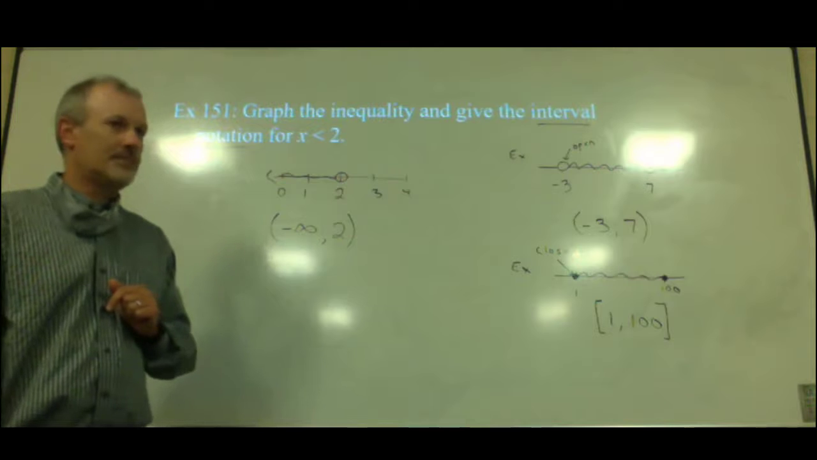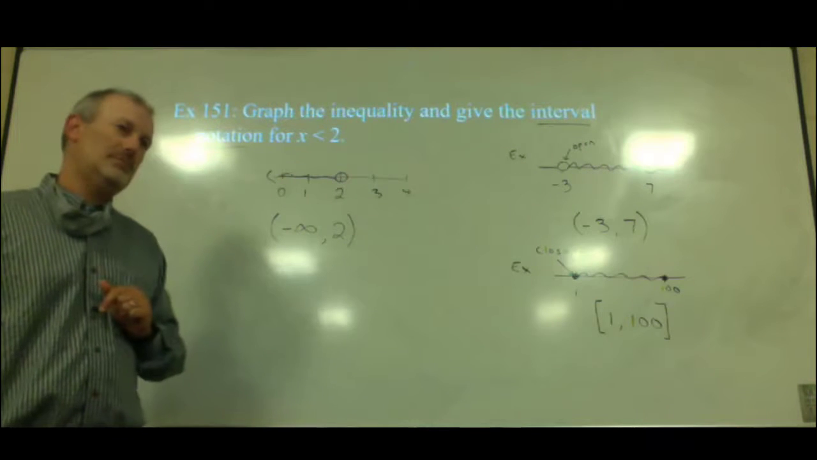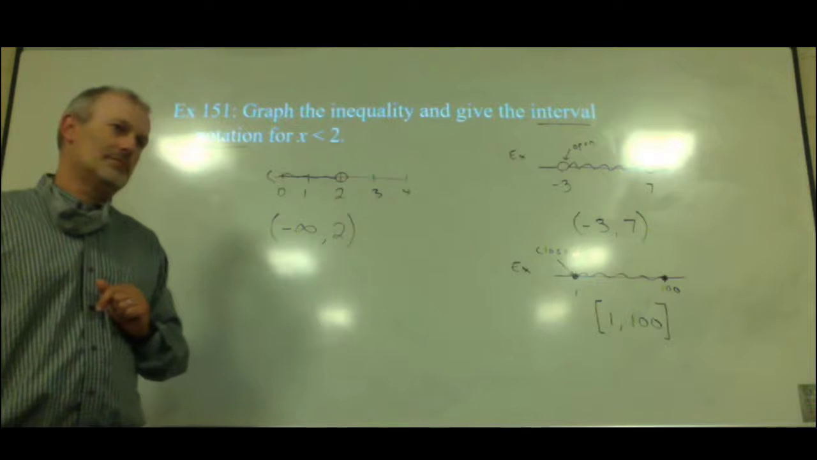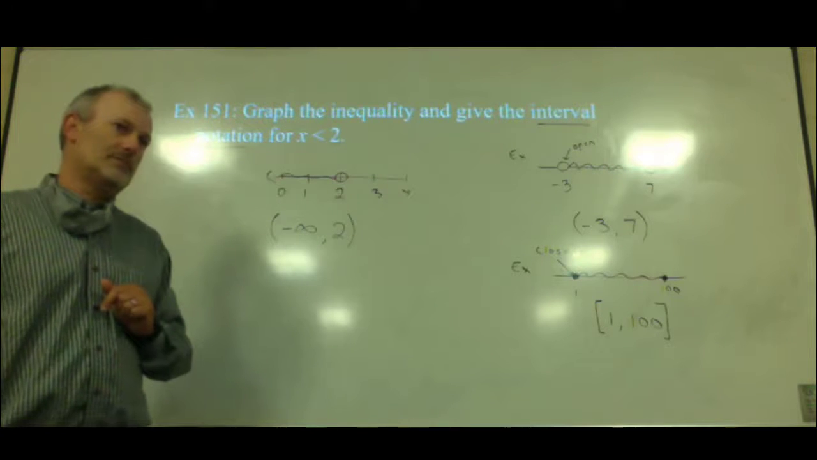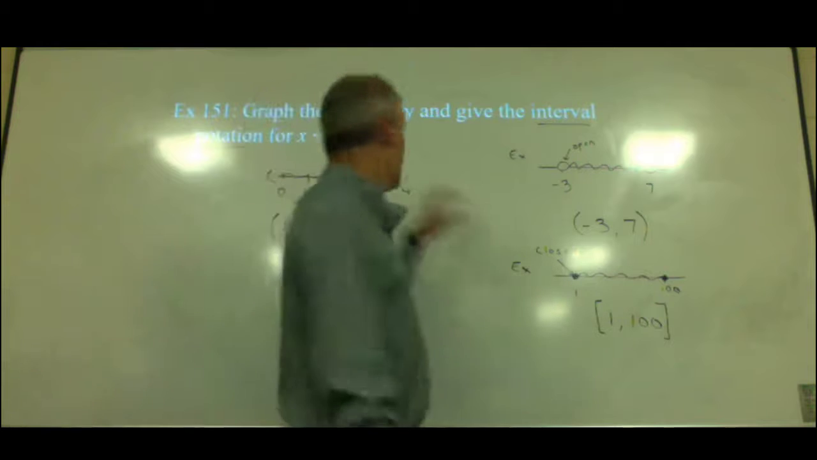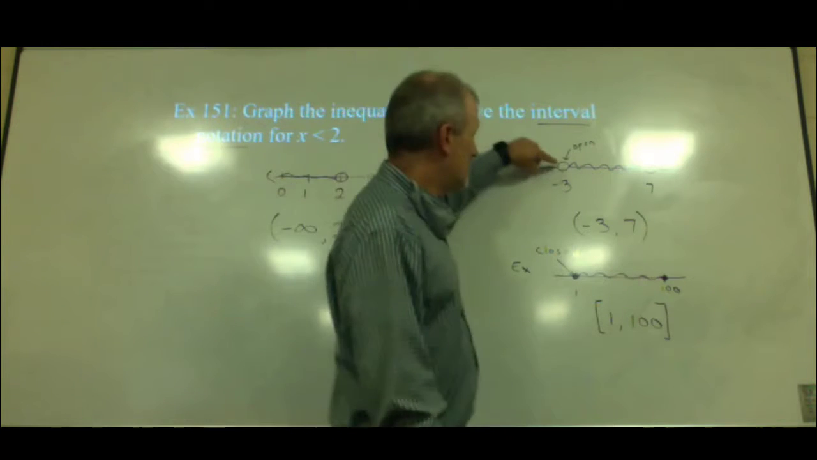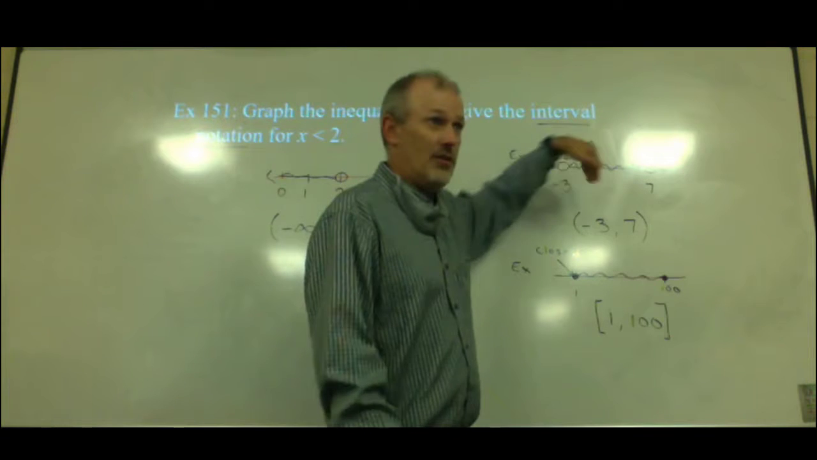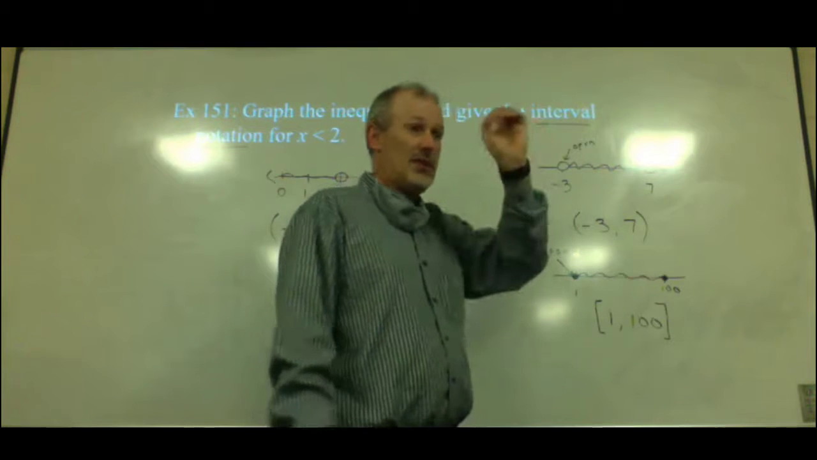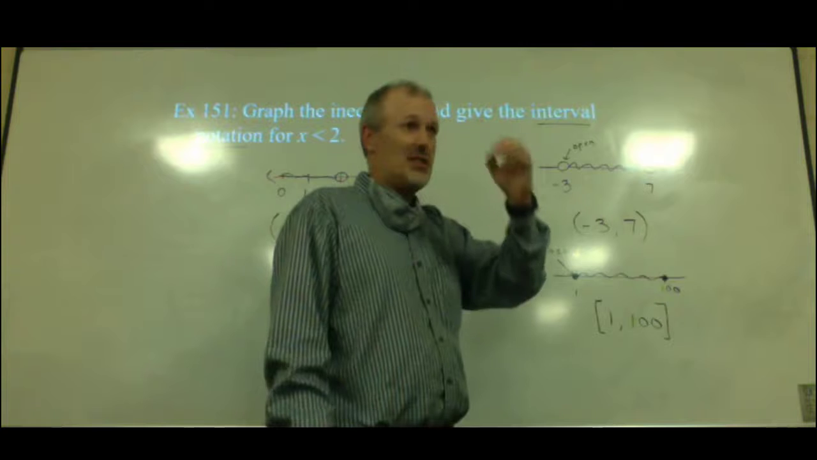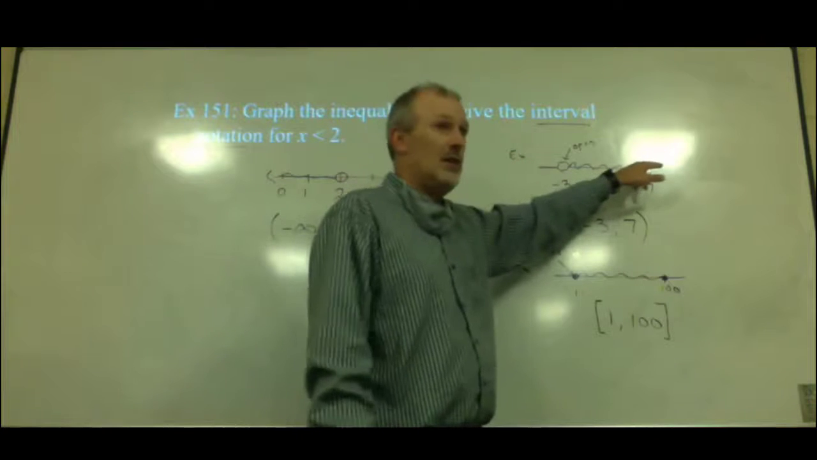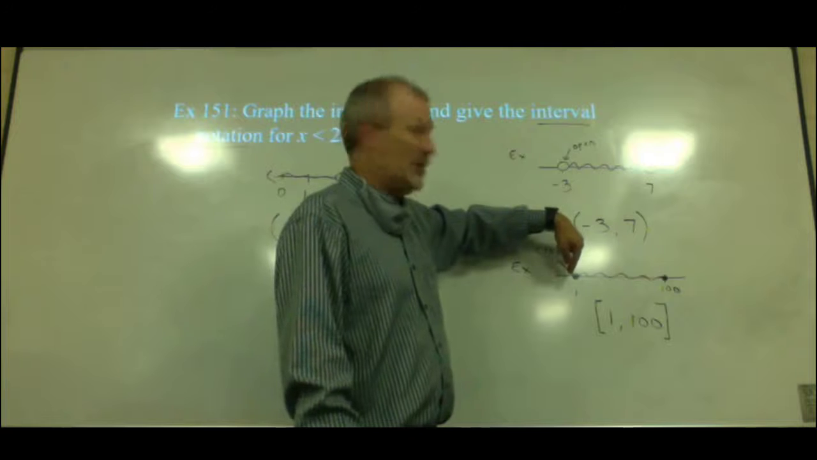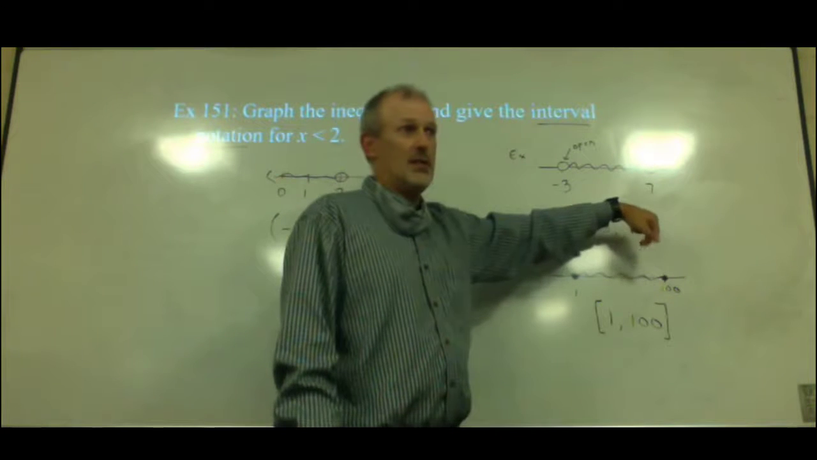Okay? What are the differences between those? Okay, and we're going to get to that in a little bit here, but the difference is in this one, -3 is not part of our interval. It's just the boundary, but it's an open circle. There's like a hole there, so it doesn't include the -3 or the 7. Down here, 1 is part of the interval, and so is 100.